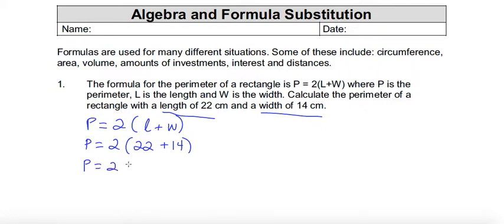Using BEDMAS tells us that we need to solve for what's inside of the bracket first. So 22 plus 14 gives us 36. And now we can do multiplication. So 2 times 36 gives us 72.